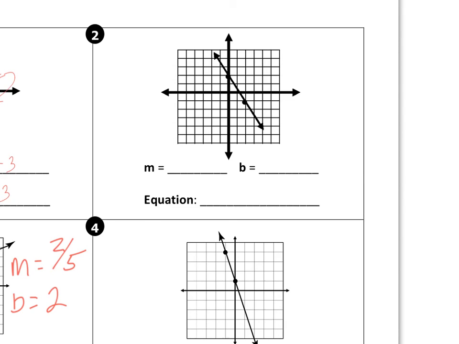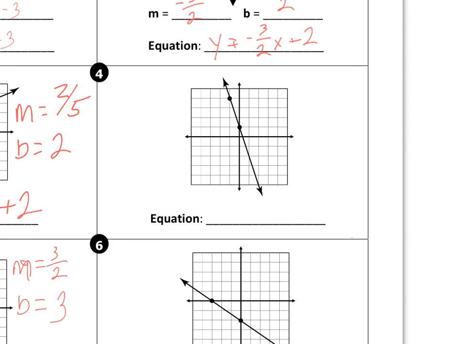This one has a slope. It looks like negative 1, 2, 3, over 2. So negative 3 halves. Y-intercept of a positive 2. Put it all together: y equals negative 3 halves x plus 2. Awesome. Again, if you want to write m and b over here, you can. Be my guest. B is positive 1. M is negative 3. Put it all together: y equals negative 3x plus 1.